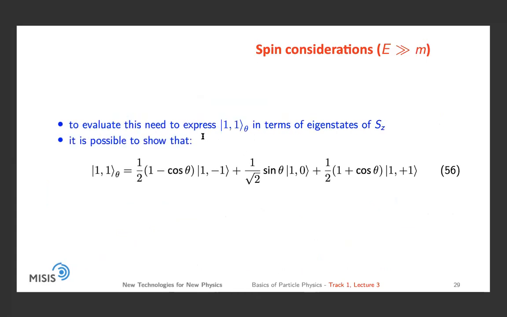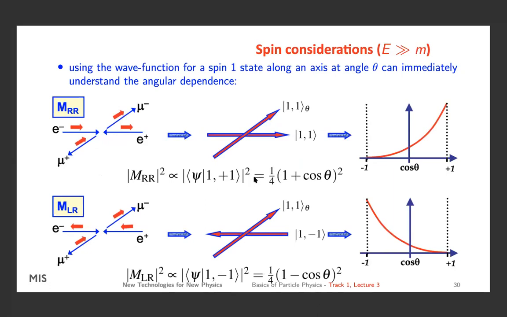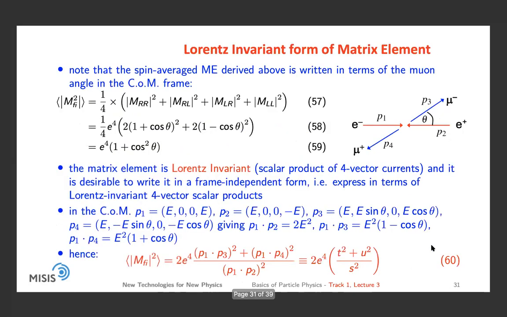Now we can evaluate this expression. For this, we need to express it in terms of eigenstates of the spin projection along Z. So it will be combined of three components, with projection along the Z axis equal to minus 1, 0, and plus 1. If we do a product, for RR, we have the initial spin like this. That's why we get an amplitude proportional to 1 plus cosine theta squared. For LR, we get the term which is proportional to 1 minus cosine theta squared, so this one, and so on.